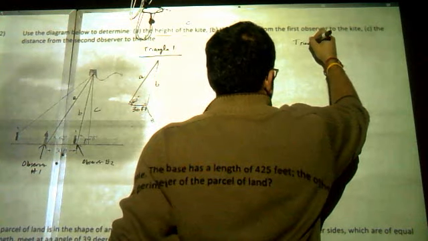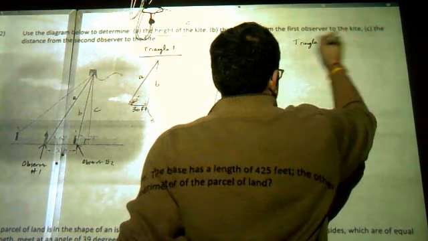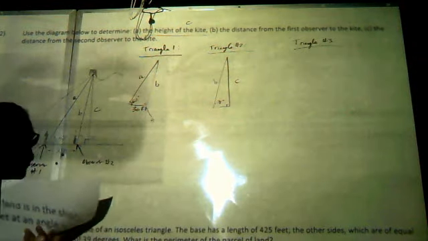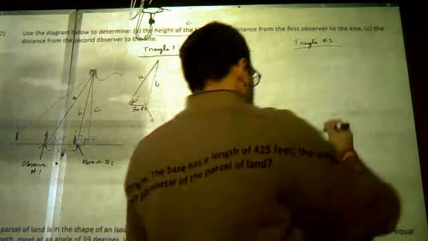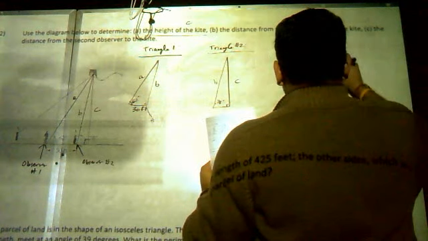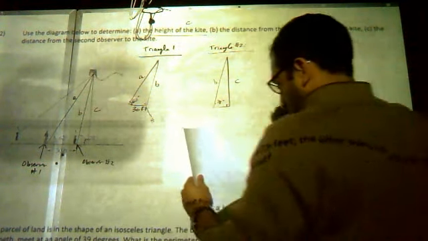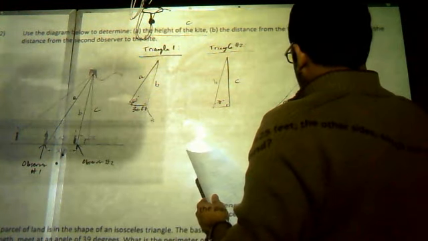Triangle 3. Triangle number 3. Let's draw the bigger triangle. The bigger triangle that we see is this triangle. 62 degrees.